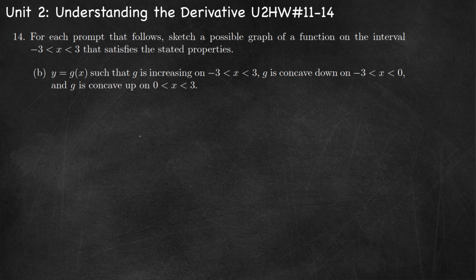Part B, now we want our function to be increasing from -3 to 3, concave down from -3 to 0, and concave up from 0 to 3. So still increasing from -3 to 3, but we want to be concave down from -3 to 0, and then right at 0 it switches and starts to be concave up. So right here is where that concavity is changing. Our curve goes from opening downward to opening upward. So that is my inflection point.